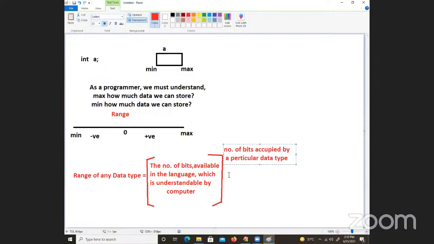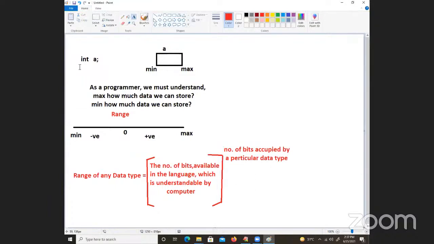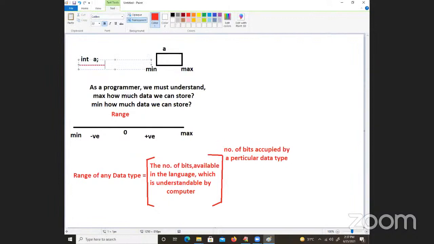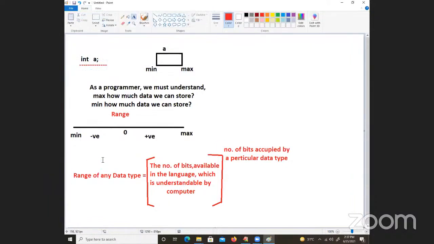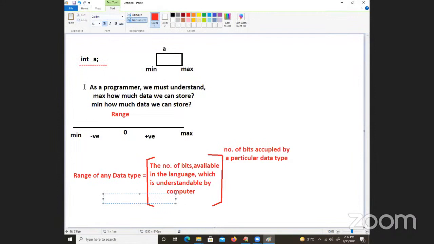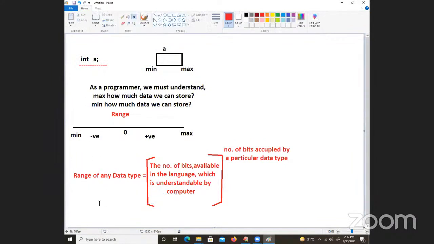Now, which data type are we taking today? Int data type we want to find out. Which data type are we interested to find? Int data type we are interested to find. So how to find out? For that, I am taking the next calculation and try to understand the terms inside of it.